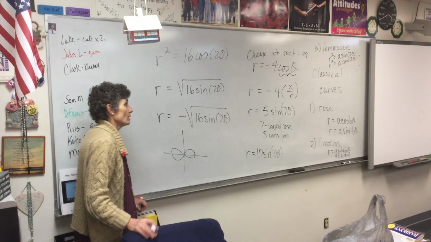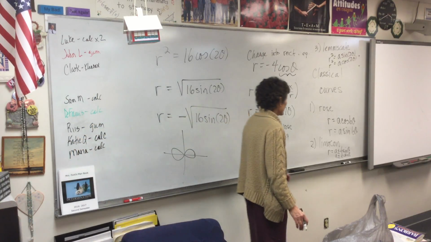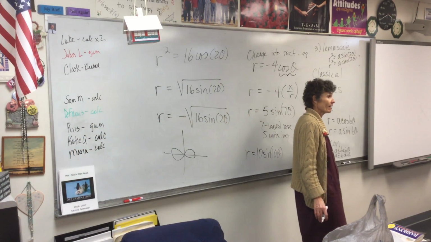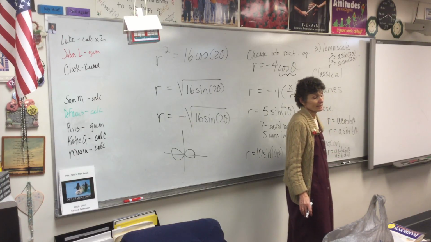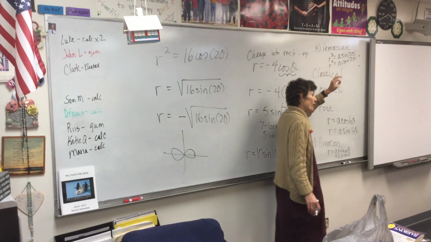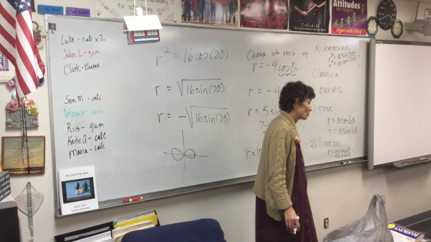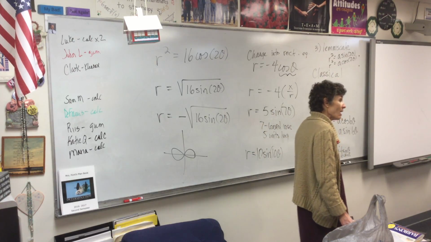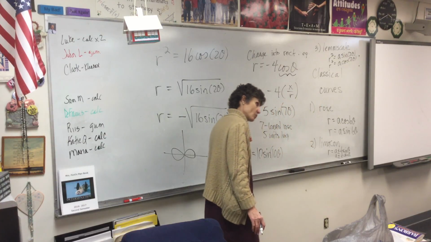All right, so we'll know the equation of a limaçon because it's going to have a plus or minus in it every time, an add or subtract. We'll know a lemniscate every time because it's going to have an r squared. And now we're going to talk about the last curve.